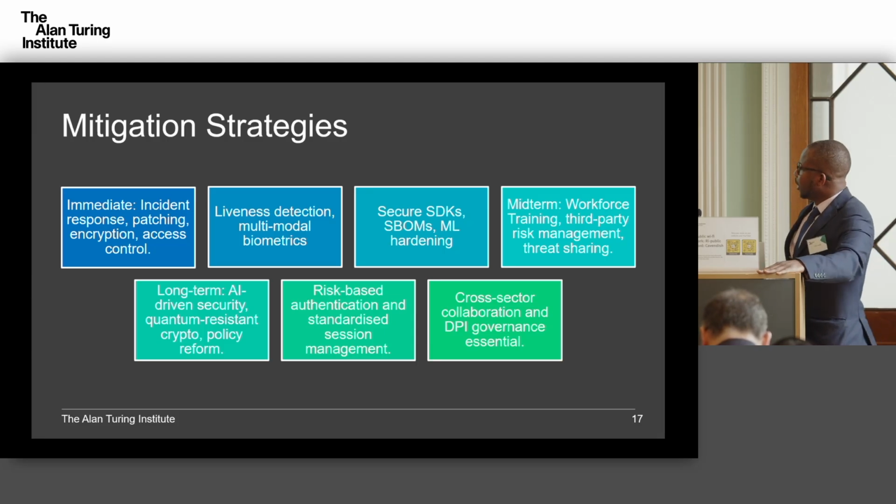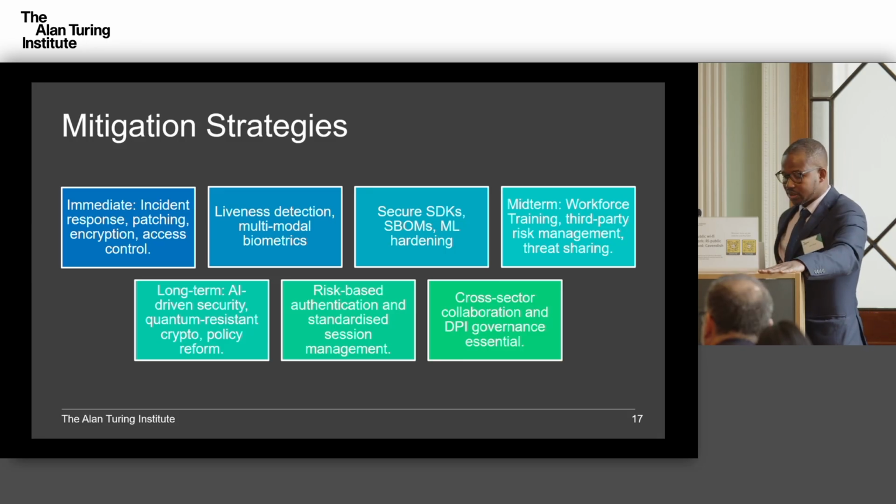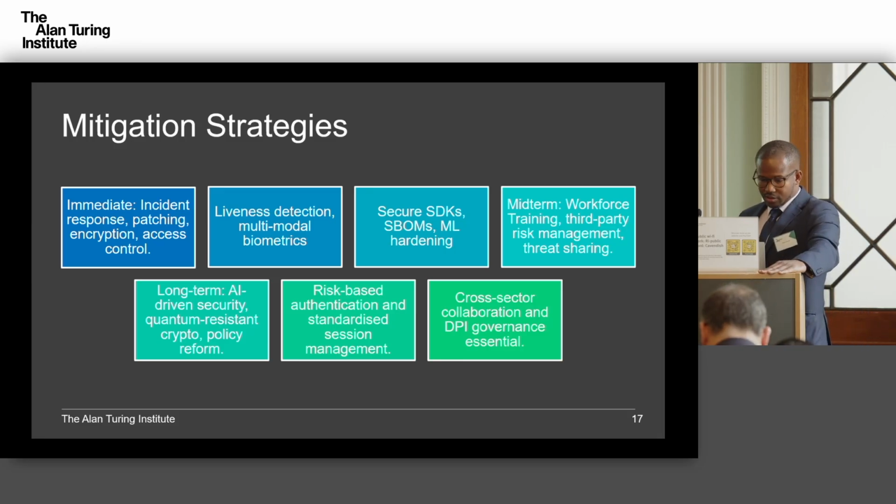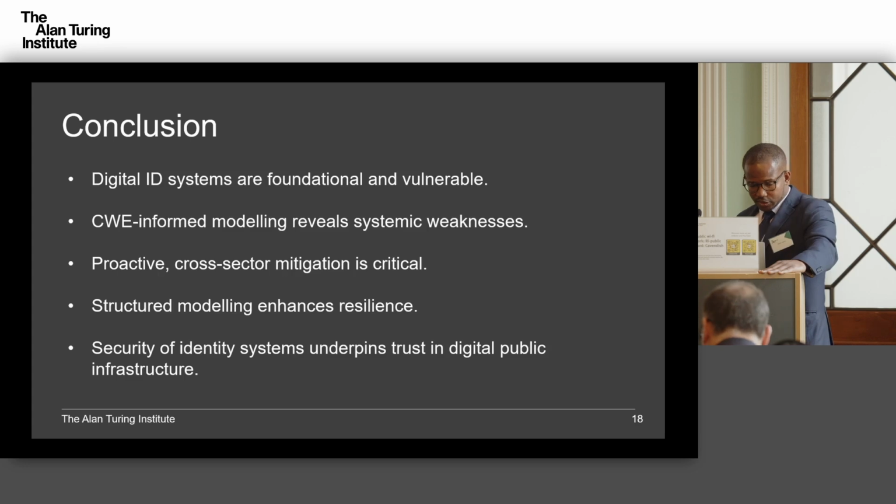Then overall, we realized that things that relate to risk-based authentication and standardization management can be used to at least help in the management of the system. Then cross-border collaboration and DPI governance are also essential in managing issues related to the open source system.